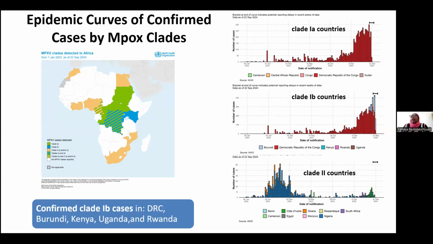So we all know that for the Mpox virus, we have 2 clades in this disease, clade 1 and clade 2. And these 2 clades also have subclades, A and B. And so this is what we are seeing, the pattern of distribution of these clades in the various countries. Clade 1B we are seeing in Cameroon, Congo, DRC, and Sudan. Sorry, clade 1A. And then clade 1B, we are seeing in Burundi, DRC, Kenya, Rwanda, and Uganda. And then we have the clade 2 countries: Benin, Cameroon, Ivory Coast, Egypt, Ghana, Morocco, Mozambique, Nigeria, and South Africa.